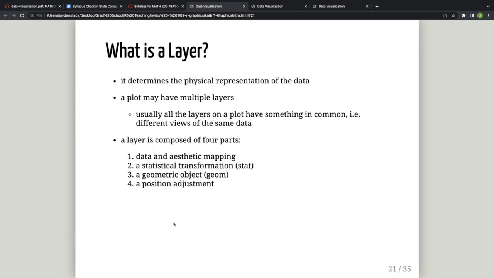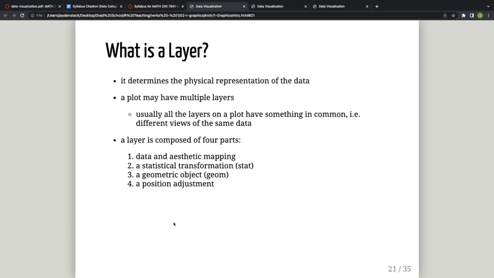Okay. So, what is a layer in ggplot? It determines the physical representation of the data. Okay. So, a plot might have many layers. A physical representation of the data, meaning, again, I start with that chart. That's one layer. Maybe I want to show the legend of what variables I'm looking at. That's another layer. Maybe I'm trying to show the XY axis. That's going to be another layer. Usually all the layers on the plot have something in common, i.e., different views of the same data.